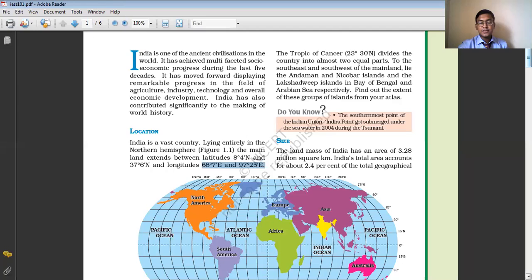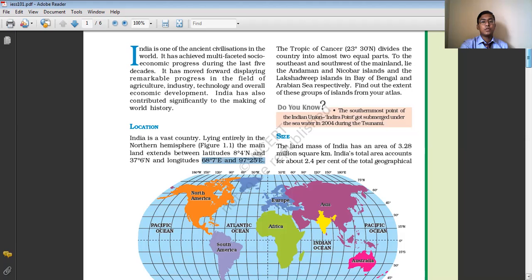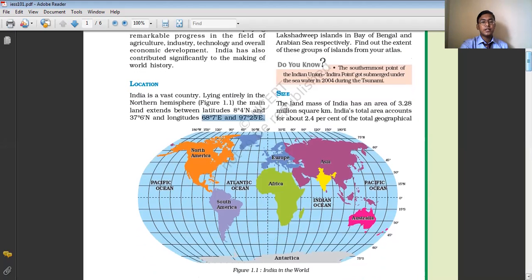Okay. And the Andaman and Nicobar Island group forms the southernmost extension of our country. The southernmost point of our country, that is Indira Point, is located in the Andaman and Nicobar Islands. But unfortunately, it got submerged under the water during the tsunami of 2004. So this is about the location of India, actually.